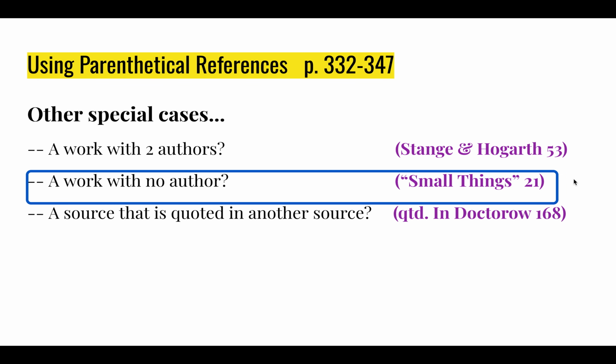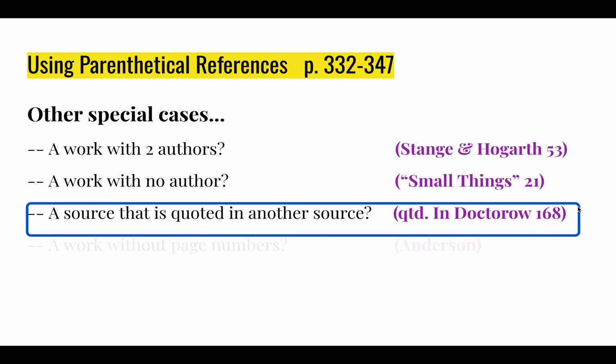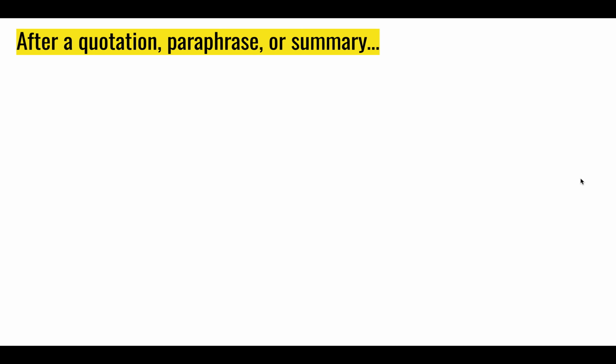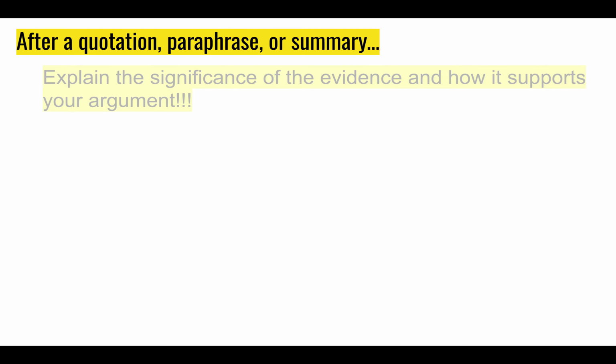If it is a quote that the source is already using, we call that an indirect quotation, and it looks like this. So your signal phrase would include whoever actually said the quote, and then your parenthetical citation would do "qtd. in," the author's last name, and then the page number. What if it's a work without page numbers? In that case, we only use the author's last name. So there are all of these examples and more in your textbook. So please use your textbook as a reference there.